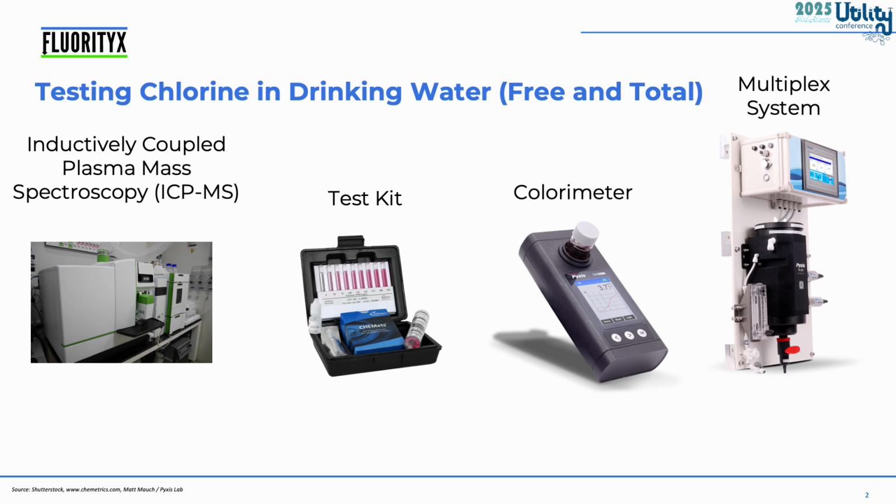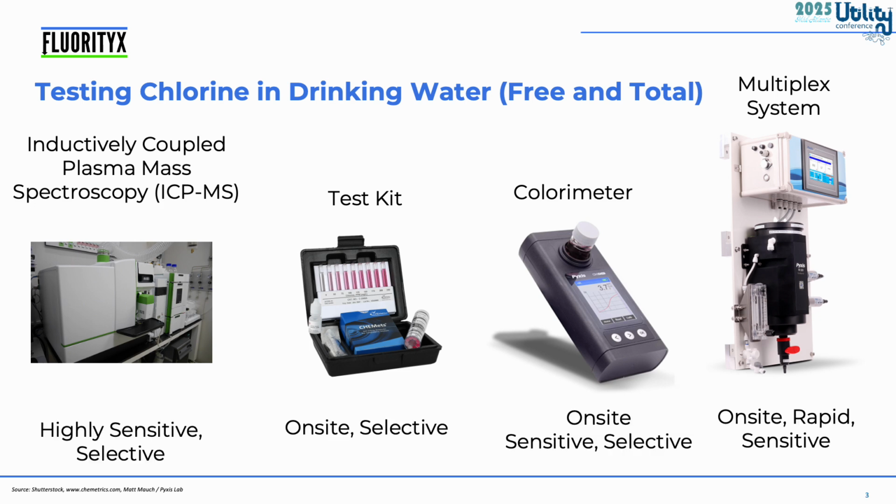With these different measurement tools, each one has particular characteristics, both common and different across them. The ICP-MS is very highly sensitive. It can be very selective. The test kit as well, you take it to grab a sample. It's there on site. You can do both free and total chlorine. The colorimeter as well, you can grab a sample, measure it on site, and it is much more sensitive than the test kit and is selective. The multiplex system does perform on site. It's rapid, sensitive, but it is not selective. It does not measure both free and total chlorine.